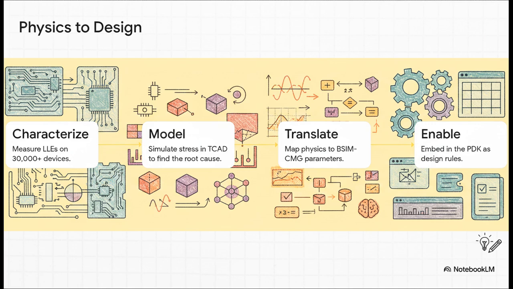Here's the entire journey, right? You start by characterizing thousands of real devices. Then you use TCAD, those virtual CT scans, to model the deep physics. You translate that physics into a fast, usable model. And finally, you embed all that knowledge into the PDK, that super important rulebook. And this whole feedback loop, that's what we call Design Technology Co-Optimization, or DTCO.